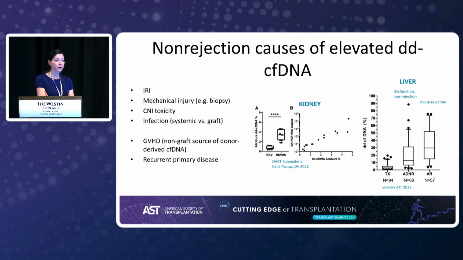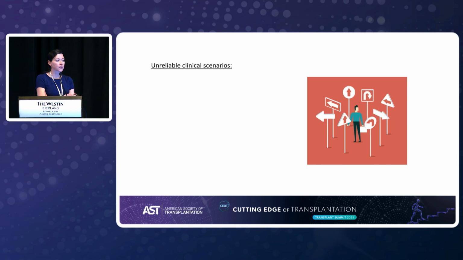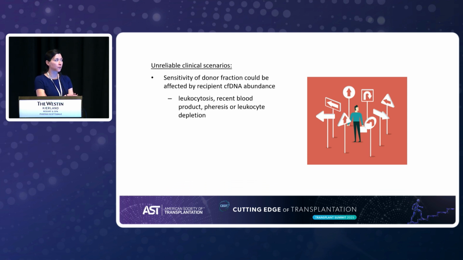There are other probably rare circumstances where you also have changes in donor-derived cell-free DNA that have nothing to do with rejection. So there are these unreliable clinical scenarios where testing for donor-derived cell-free DNA to look for rejection is probably not indicated. And again, this is because of the sensitivity of the donor fraction, which is affected by the recipient's cell-free DNA abundance. So leukocytosis or recent blood product exposure, plasmapheresis, plasma exchange, or leukocyte depletion. All of these normal interventions in the transplant context can affect the measurement of donor-derived cell-free DNA in a way that is not related to allograft status whatsoever.